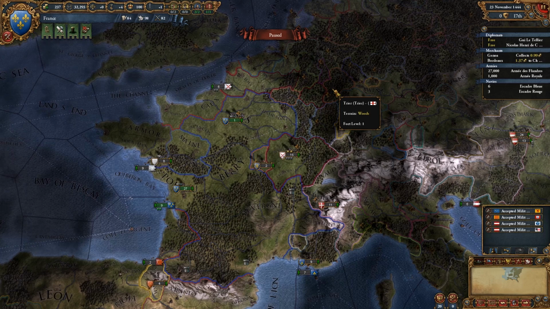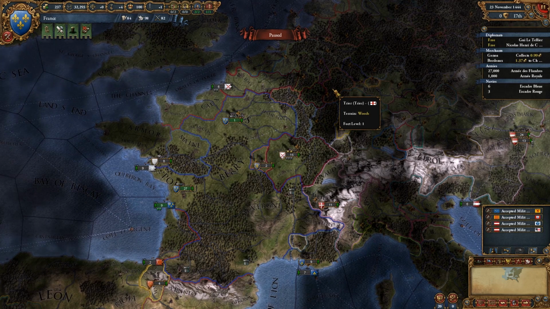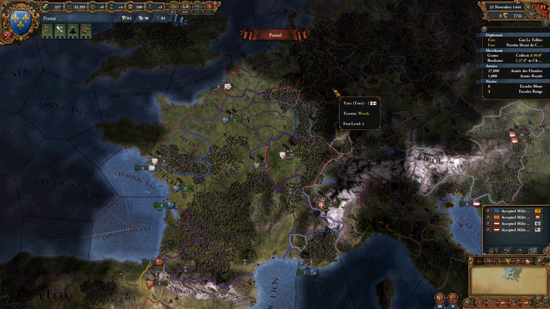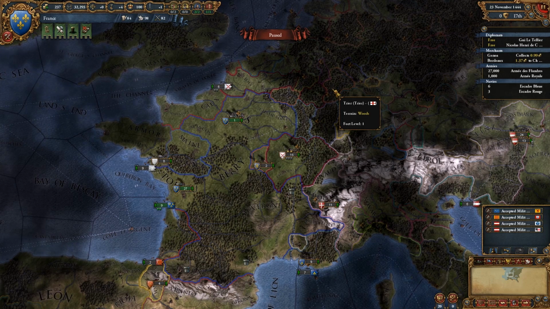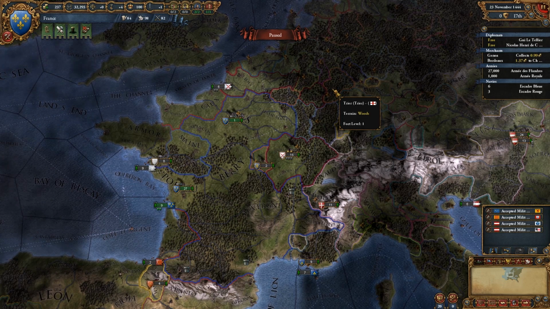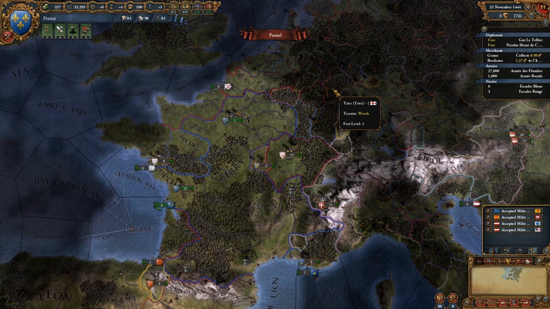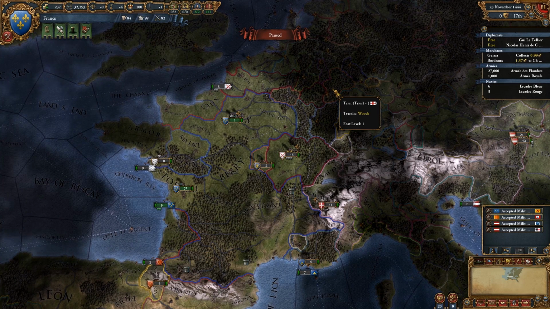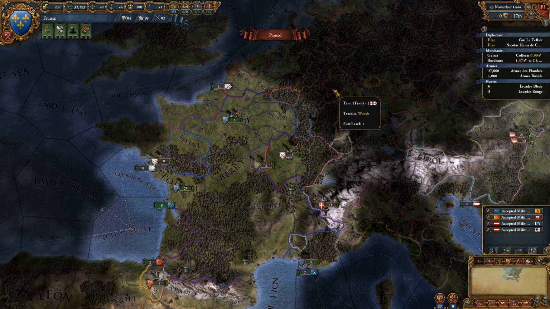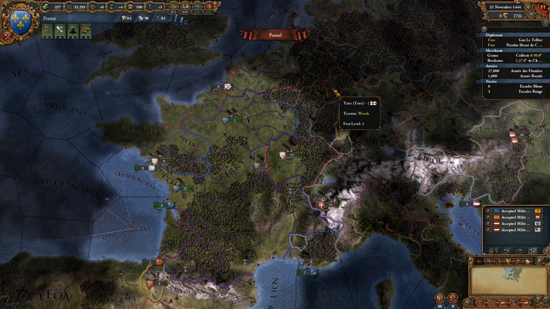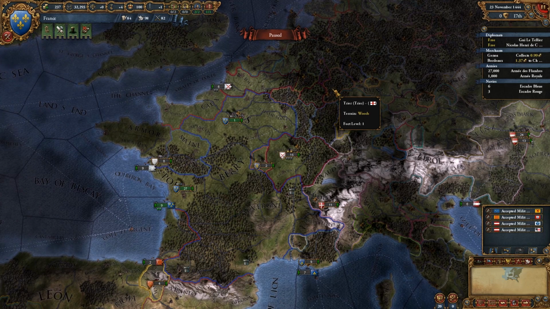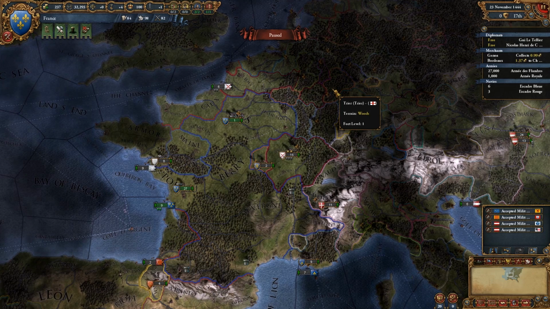Specifically, what I want to point you towards in this video is the map mode options, because they are very, very important. This is a theme that you'll find runs across all Paradox games, not just EU4, but also things like Crusader Kings 2, Hearts of Iron, Victoria. All of those games have a lot of different map modes that give you information about what is going on in the game and in the world.